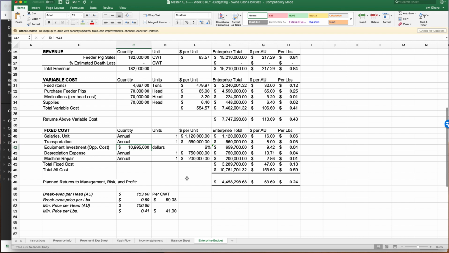So we're a little bit different in our budget, but our cash flow budget, our enterprise budget's done a little bit differently. But they make sense. So it's not very far off.